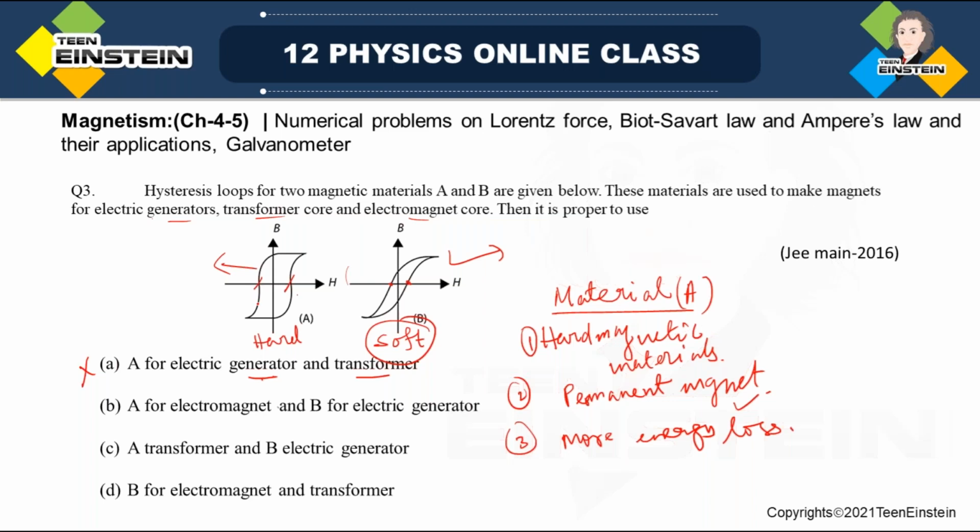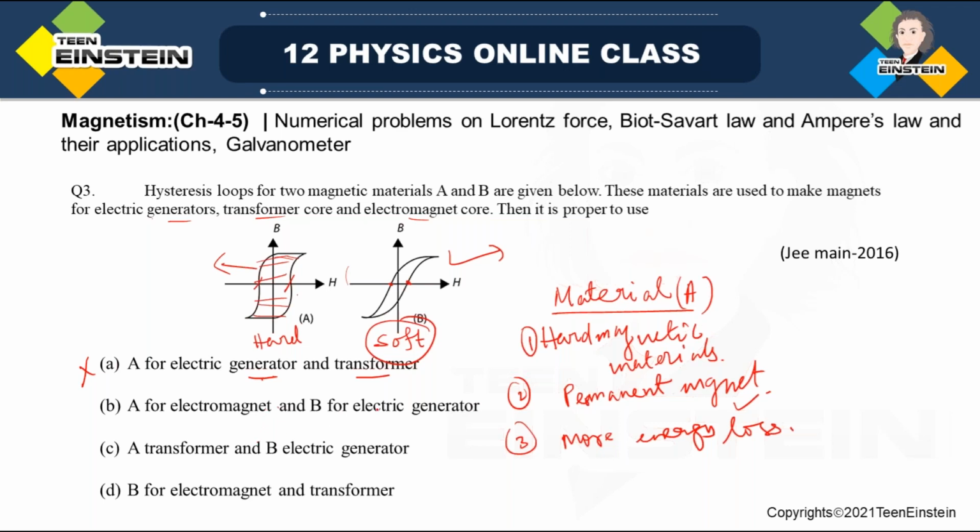So if we use this, and also this is hard material, so if we make use of this material to prepare an electromagnet, then it will be difficult for us to actually serve the purpose of an electromagnet with this, because an electromagnet is actually a magnet which loses its magnetization after switching off the field or the current through it.